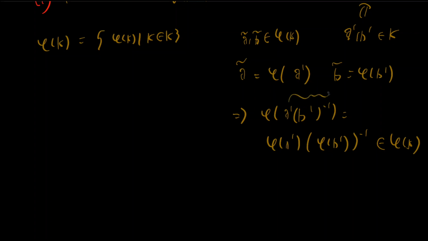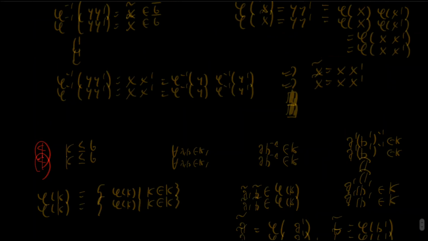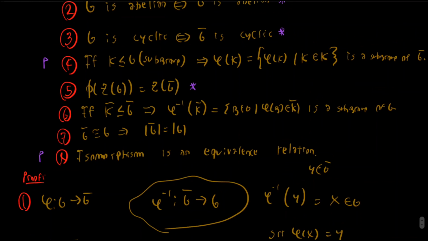Why is that? Because this is an element of K, and by how phi of K is defined, basically elements of K are mapped to phi of K. But notice that this is precisely A tilde, and this is precisely B tilde. So in the end, A tilde times B tilde to the minus 1 is an element of phi of K. And so phi of K is a subgroup. And the proof in this case here is basically the same, but reversed.